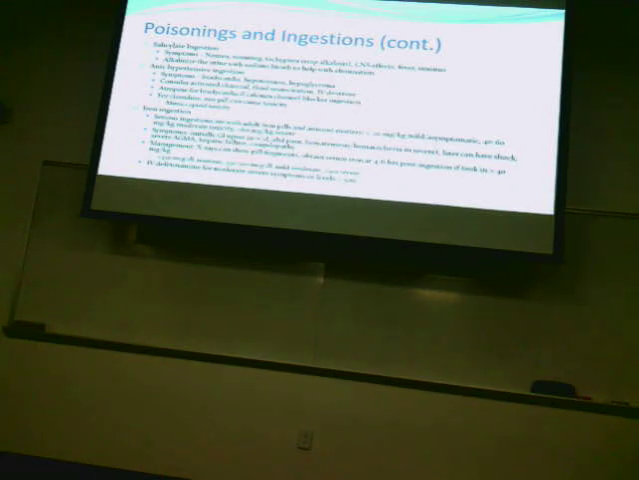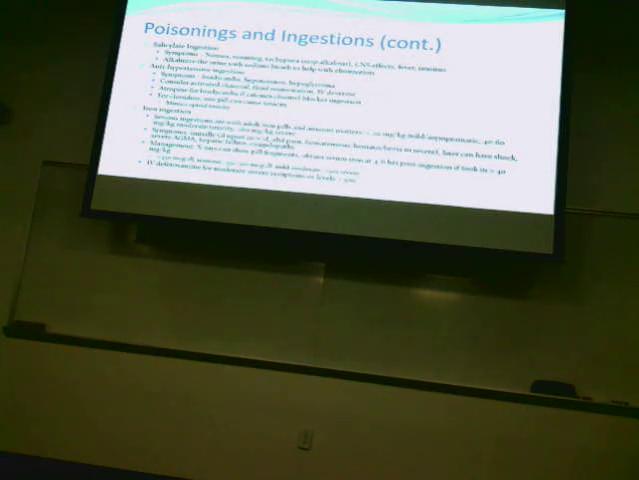Our iron ingestions, these can be really serious because the adult iron pills have a lot of iron, and the amount that's ingested really matters in these cases. So if it's less than 20 mg per kg, they're mild or asymptomatic. If it's 40 to 60, they can have moderate toxicity, and more than 60 mg per kg is going to be severe toxicity.